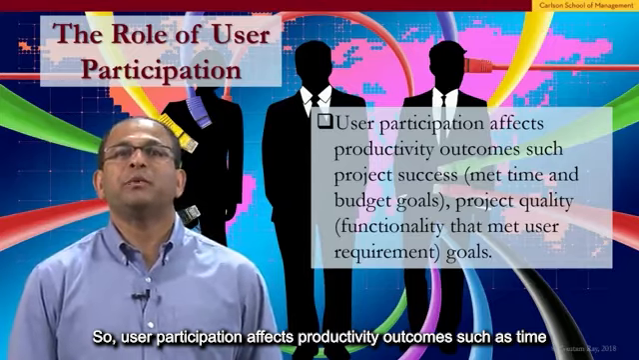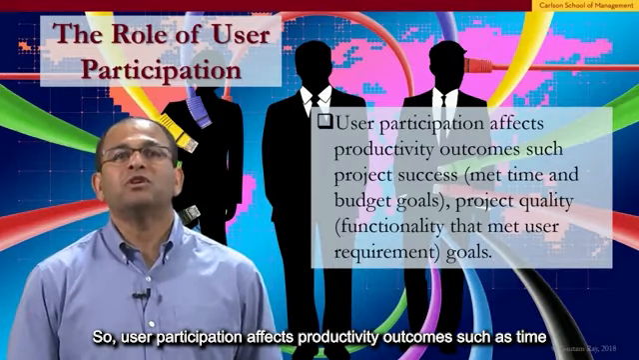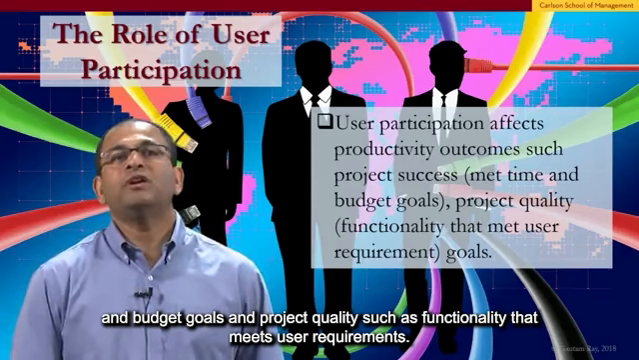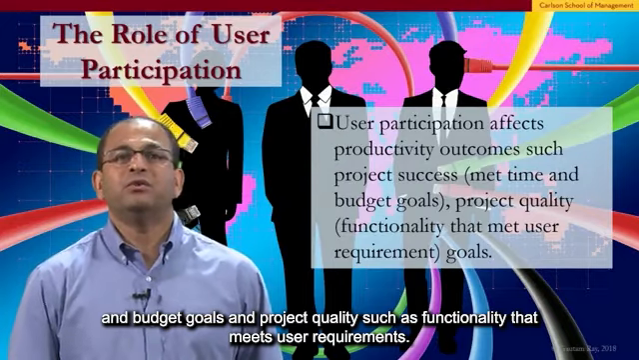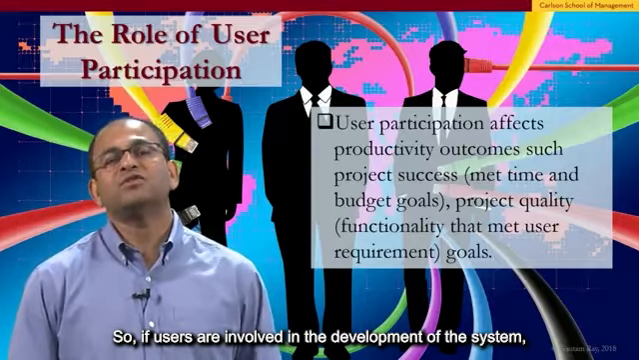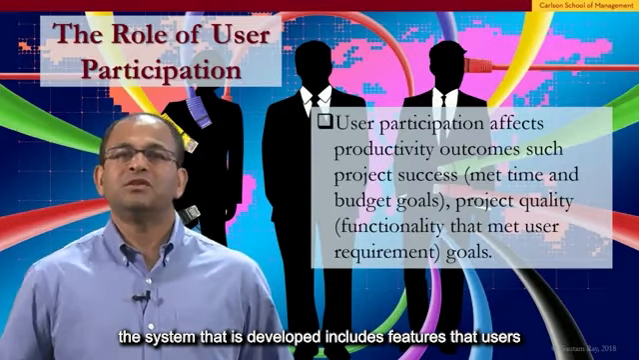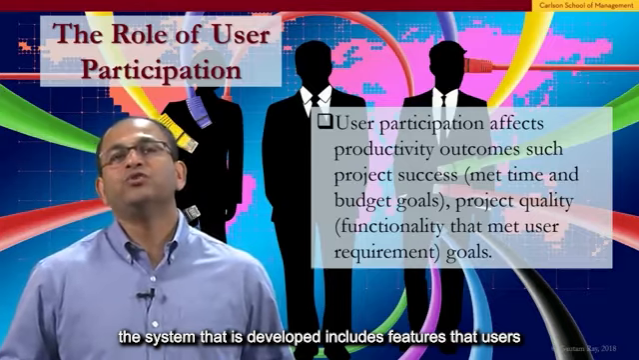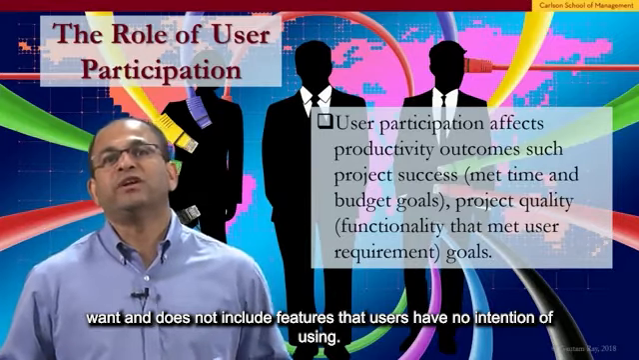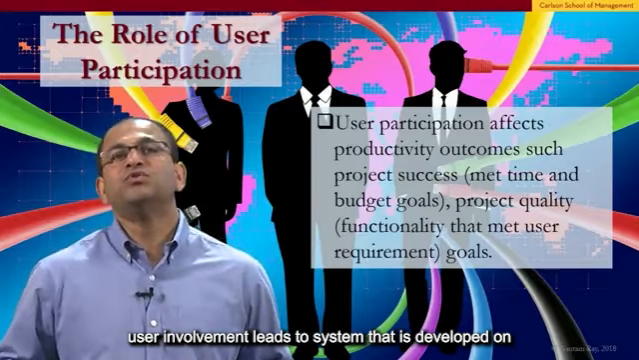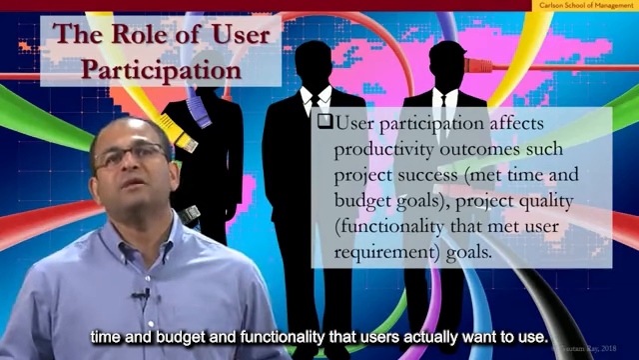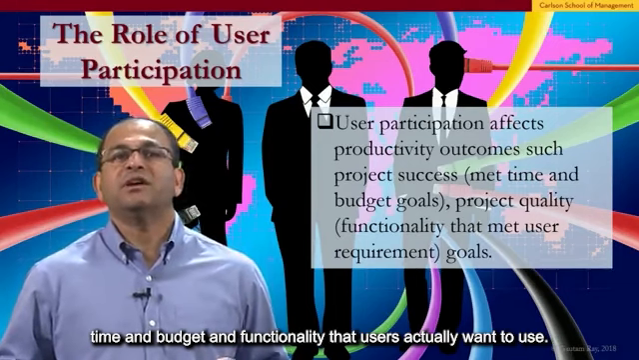So user participation affects productivity outcomes such as time and budget goals, and project quality such as functionality that meets user requirements. So if users are involved in the development of the system, the system that is developed includes features that users want and does not include features that users have no intention of using. So in that sense, user involvement leads to a system that is developed on time and budget and functionality that users actually want to use.